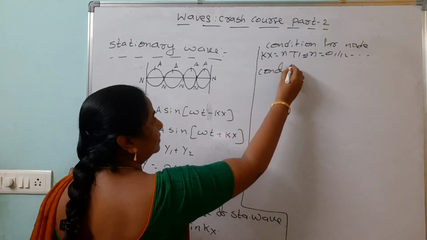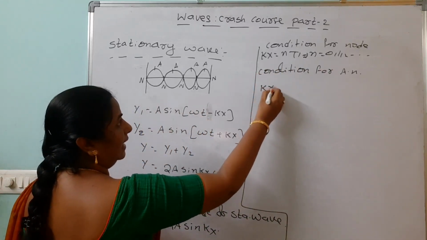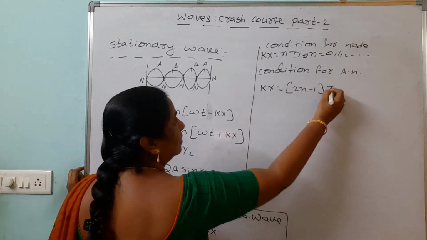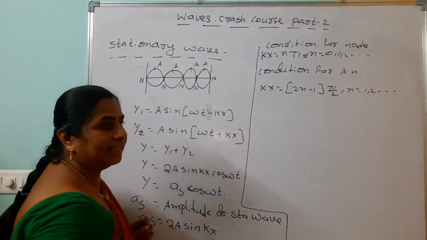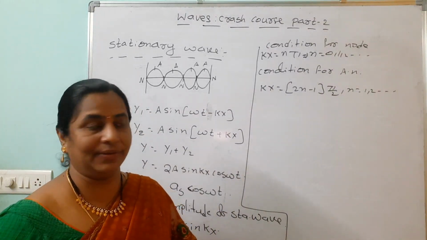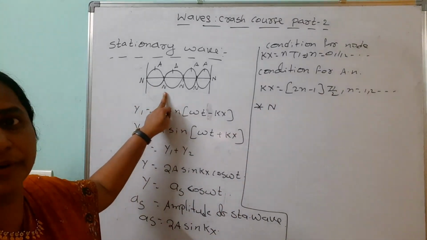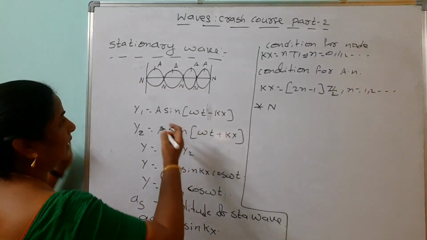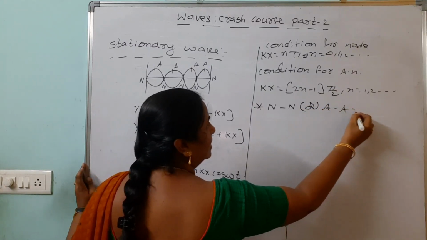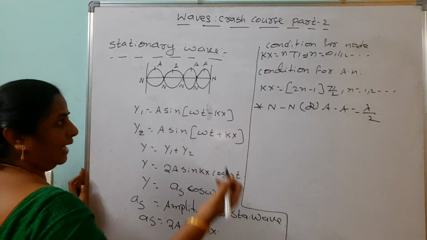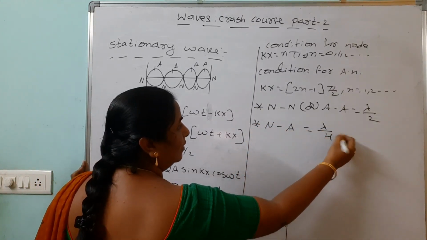Like that, the condition for an antinode: kx equals (2n minus 1) pi by 2, where we take n values 1, 2, 3 like that. Here we get the maximum. So this is the condition for an antinode. Always remember this very important point: the distance between two successive nodes or two successive antinodes is lambda by 2. From a node to an antinode the distance is lambda by 4.